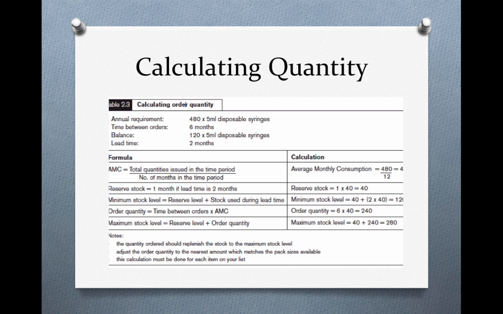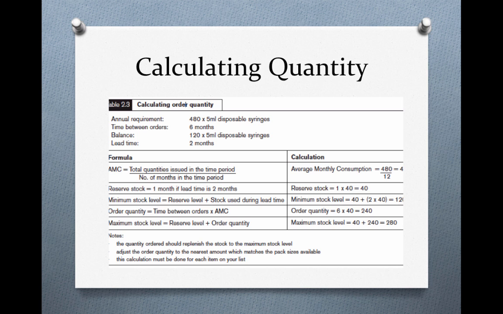The reserve stock is 1 month when the lead time is 2 months. By multiplying 1 times 40, the average monthly consumption, you can calculate the reserve stock to also be 40. The minimum stock level is the reserve level plus stock used during the lead time. Here they took 40 and added to 2 times 40 in order to get 120 syringes.